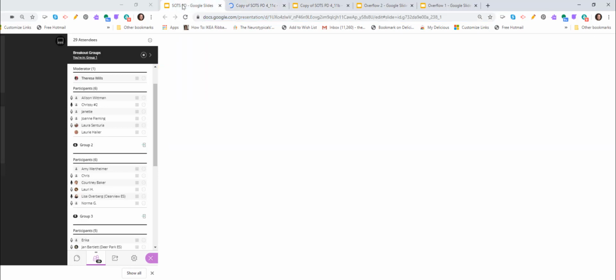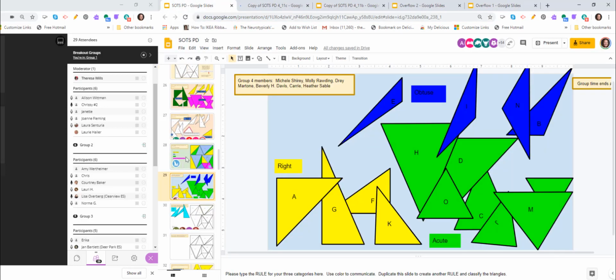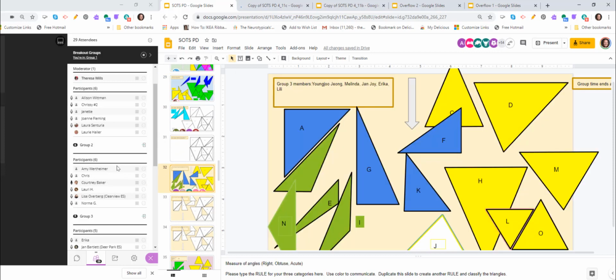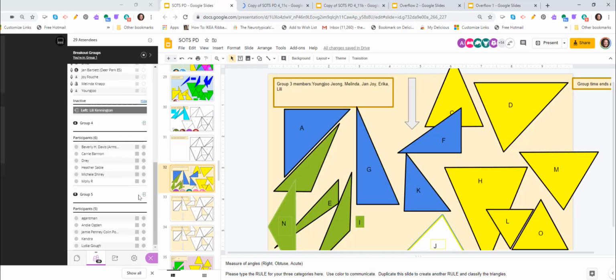All right, so this one, it's hard when we're all on here because I don't know who is going to move what. I feel like the ones that are on the left side.